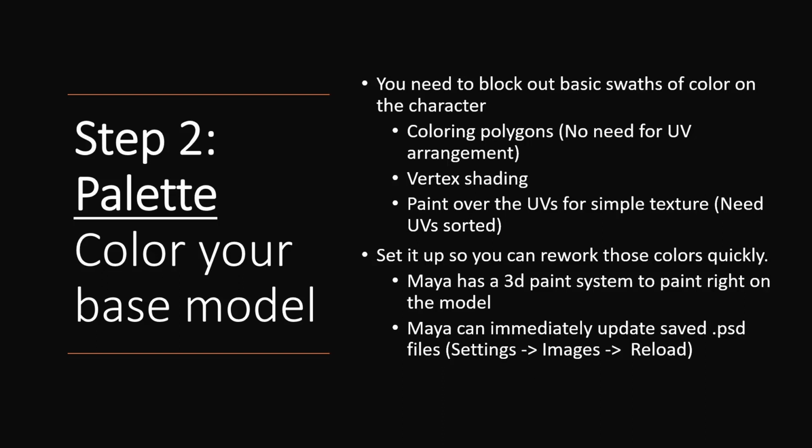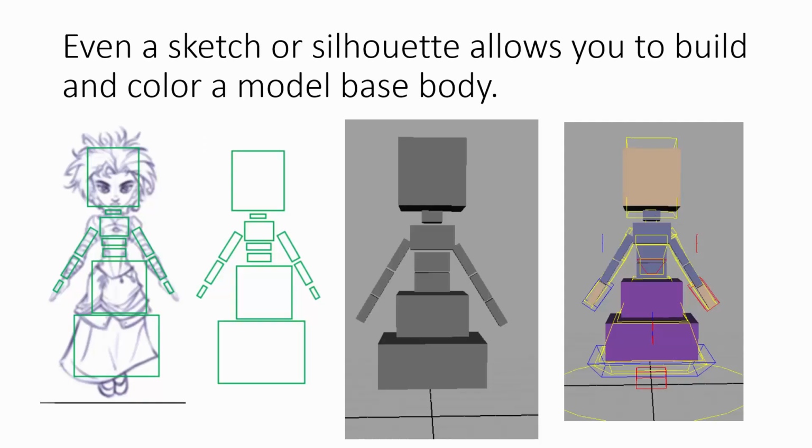Maya has a 3D paint system to paint right on the model. And Maya can also immediately update saved PSD files. If you've got Photoshop open on the right hand of your screen or screens, and you've got Maya simultaneously open whose character is referencing a PSD file for its textures, you can set it up within Maya under Settings, Images, Reload to immediately update models, textures the minute you save them from Photoshop. Really nice stuff.